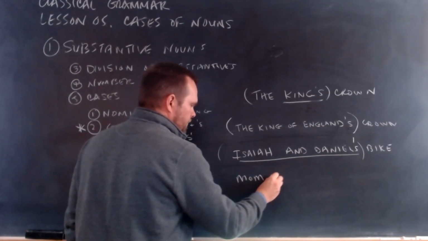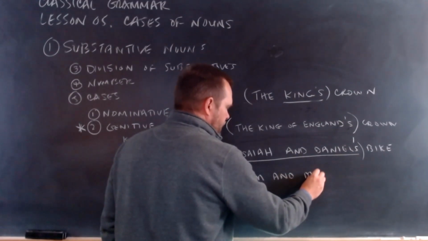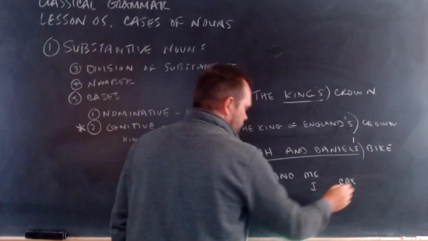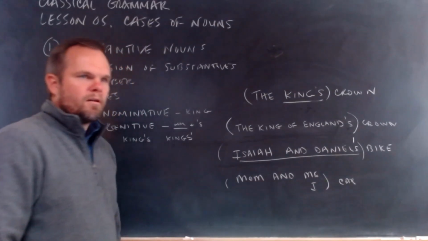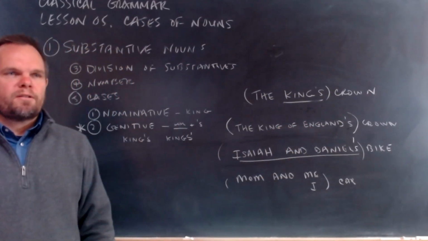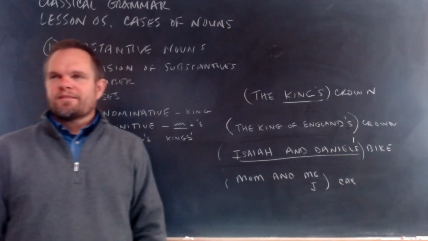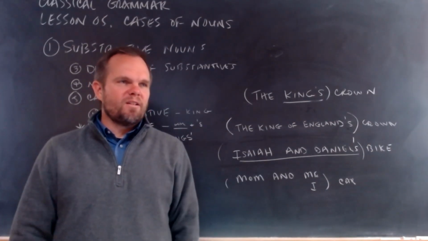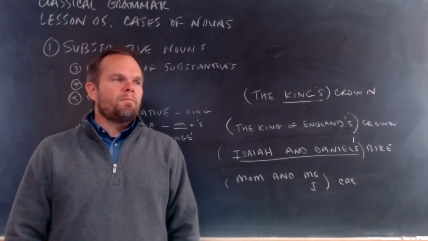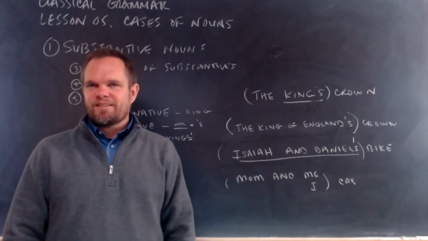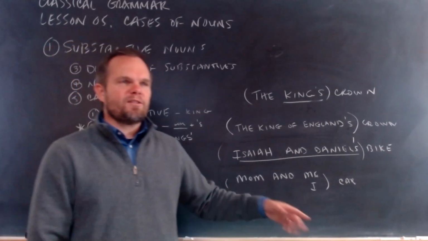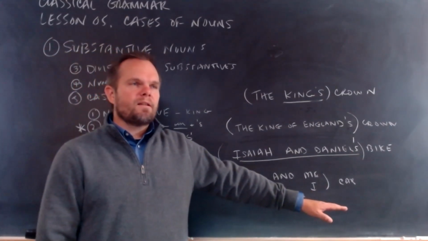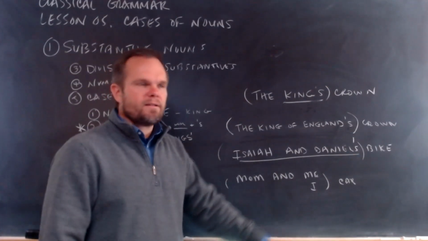Mom and me, mom and I. If I say, can you wash mom and me's car? Mom and I's car? You see how that's very awkward? Or we say, can you go wash mom's and my car? You see that expression is clumsy, right? It's hard to figure out what we should say. So what do you think we should say? You think we should say mom and I's car?